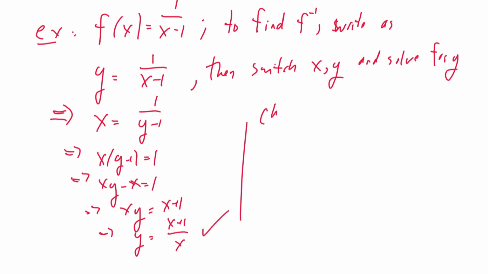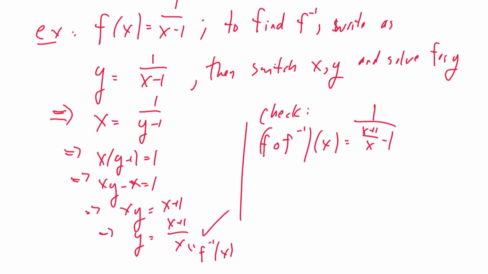And again, we'll check that this works. f composed with f inverse of x is equal to, so this is f inverse, 1 over x plus 1 over x minus 1. So 1 over x plus 1, I'll get a common denominator here. And this gives me 1 over 1 over x, which gives me just x. So the inverse function was computed correctly.